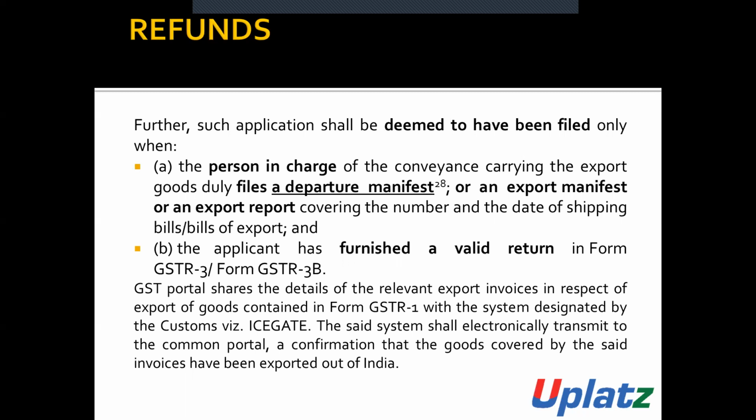Then when in GSTR1 the bill of the exports are filed by the person or the taxpayer, then the GST portal will share the detail of the relevant export invoices in respect of export of goods, which are contained in form GSTR1, with the system which is designed by the customs, ICEGATE. The said system shall electronically transmit to the common portal a confirmation that the goods which are covered by the said invoice have been exported out of India.